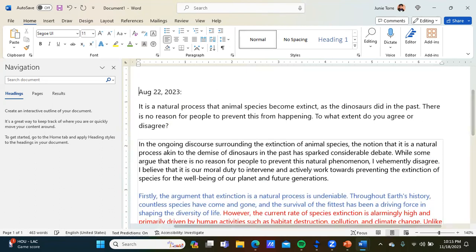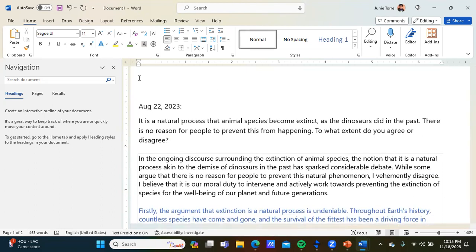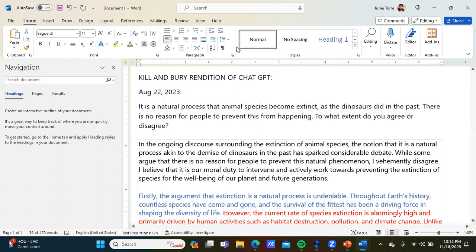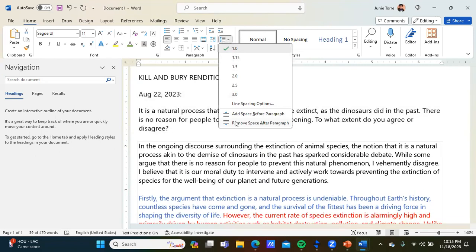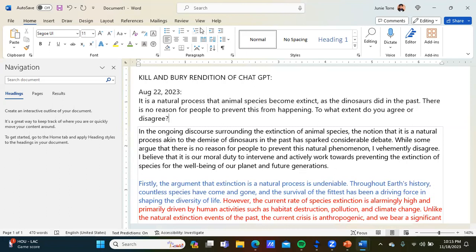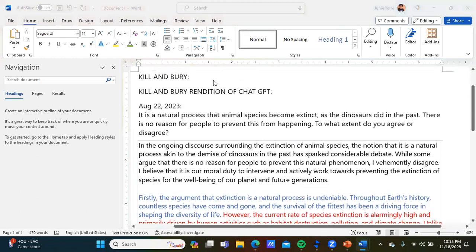ChatGPT, kill and bury rendition of ChatGPT. Guys, you just feed any of the IELTS topic prompts, you will see ChatGPT will comply with either of those. It's gonna write an it depends, a coexist, a compromise, a kill and bury, stuff like that. And then the arguments, they're solid, good, unbeatable.